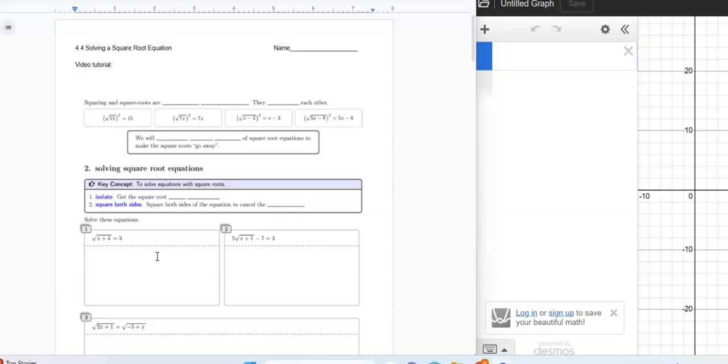Okay, so we've done a lot of simplifying with square roots and numbers and maybe a little bit of variables, but this is about what happens if you solve for a variable within square roots. This is just the methods of doing that.